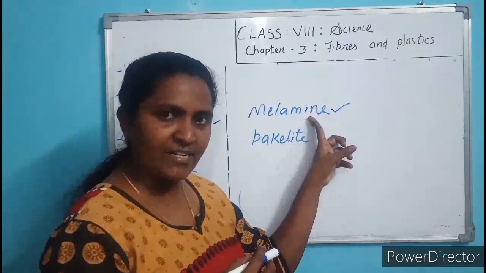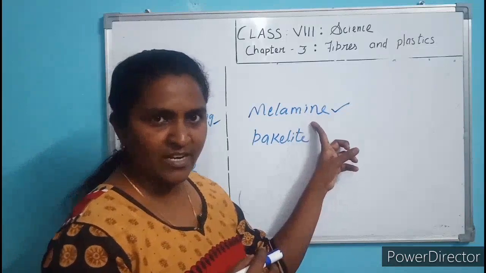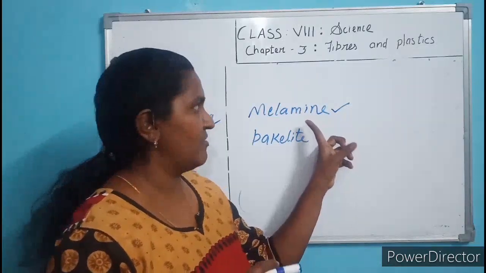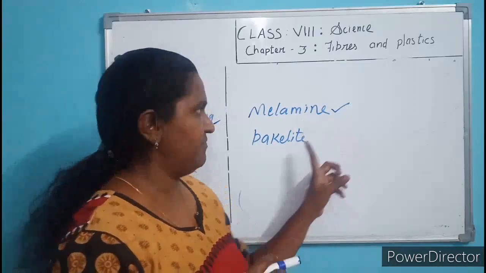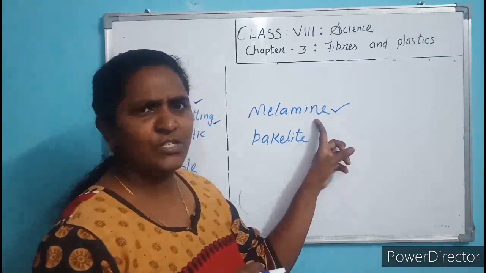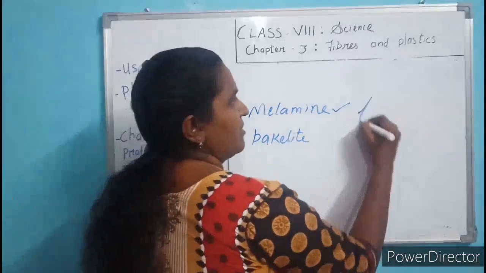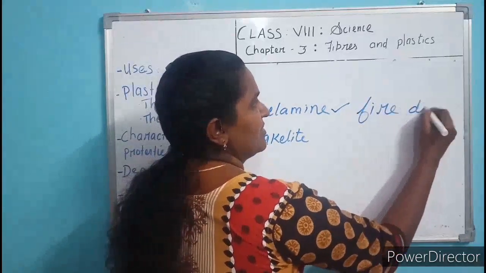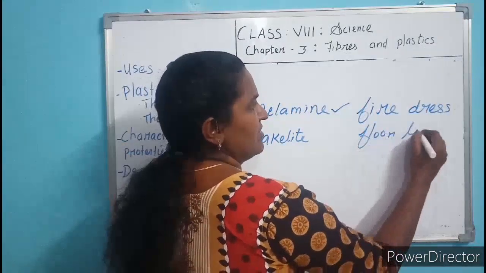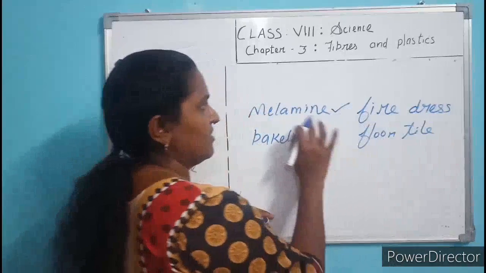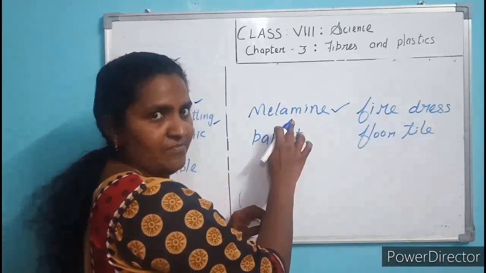Understand, it is a bad conductor of heat. So fire persons, those who are working in a fire office, wear melamine dress. And it is also used to make floor tiles. Okay, fire dress, floor tiles. These are the uses of all these materials made of melamine.